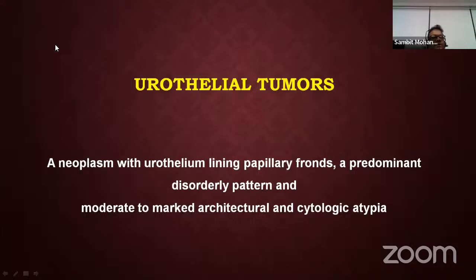It's an urothelial tumor. It is a neoplasm with urothelium lining the papillary fronds. And just remember, there is nothing called papillary dysplasia or papillary CIS. CIS is a flat lesion, and they are present at red erythematous areas on cystoscopy.